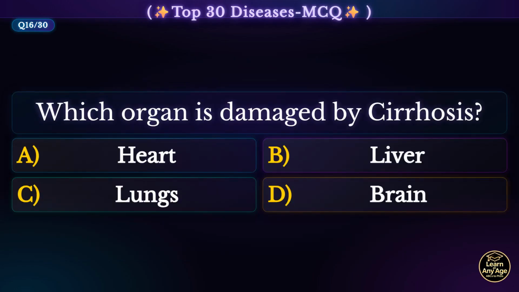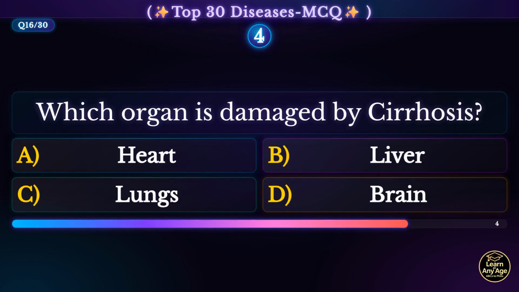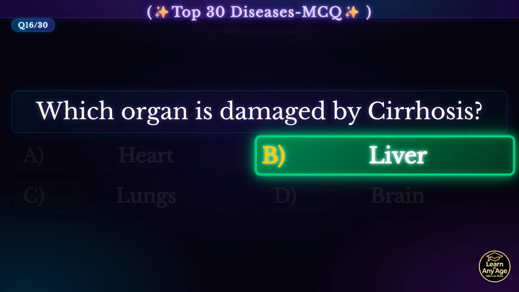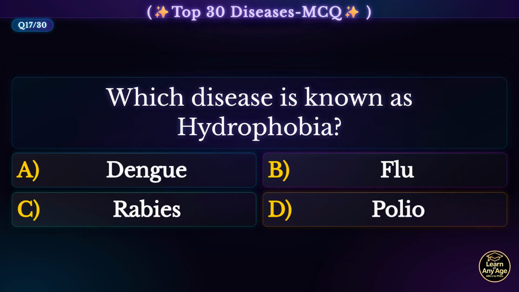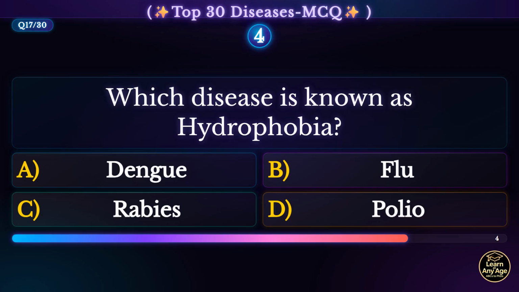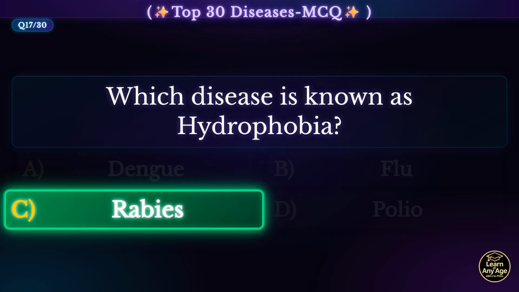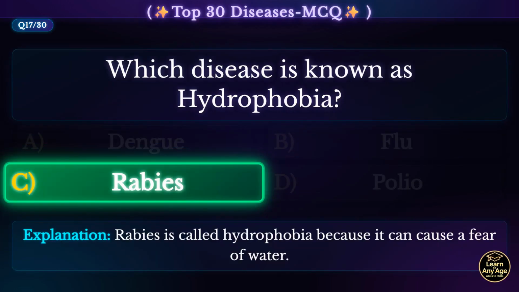Which organ is damaged by cirrhosis? Liver. Cirrhosis is a late stage of scarring of the liver caused by many diseases. Which disease is known as hygrophobia? Rabies. Rabies is called hygrophobia because it can cause a fear of water.